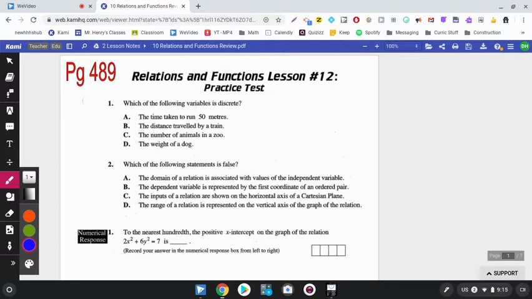Well, time taken to run 50 meters. Time could have decimals. You can have seconds, milliseconds, nanoseconds, whatever. The distance traveled by a train, same thing. I could have kilometers, meters, centimeters, millimeters. I could get as specific as possible. I can have every single value. The number of animals in a zoo, to me, that sounds discrete. You can't have half an animal. You have to have a specific amount. The weight of a dog, that would be continuous, so I know my answer is C.